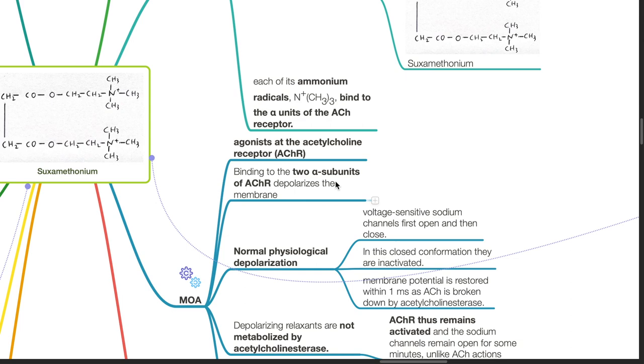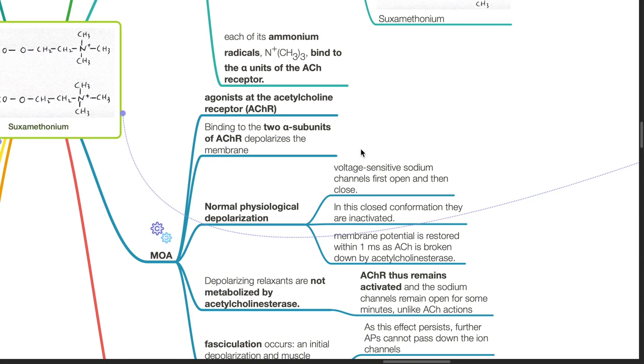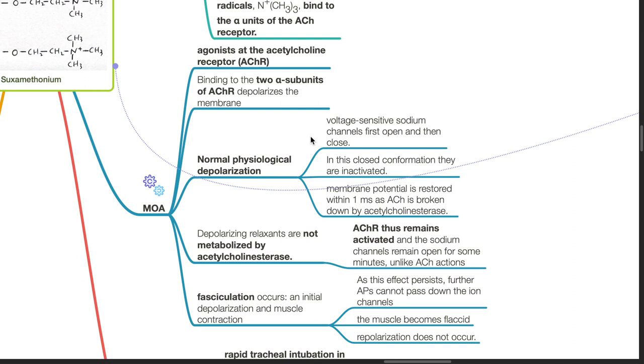Mechanism of action. It is an agonist at the acetylcholine receptor, binding to the 2 alpha subunits of the acetylcholine receptor and depolarizing the membrane. In normal physiological depolarization, voltage-sensitive sodium channels first open and then close. In this closed conformation, they are inactivated. Membrane potential is restored within 1 millisecond as acetylcholine is broken down by acetylcholinesterase.